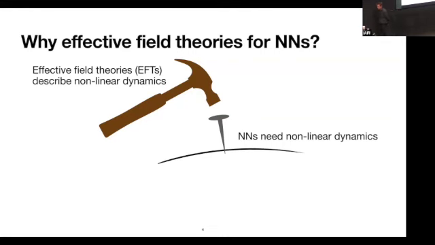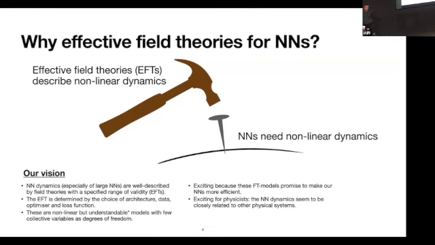And we actually have a very nice hammer around as physicists, namely effective field theories that describe nonlinear dynamics. So putting this more concretely, what we're interested in is to describe the dynamics by field theories, and then to really understand how this field theory is determined by the underlying neural network and the respective dynamics. Concretely, this means understanding how the architecture, the data that we use, the optimizer and the loss function all play together to determine our field theory.